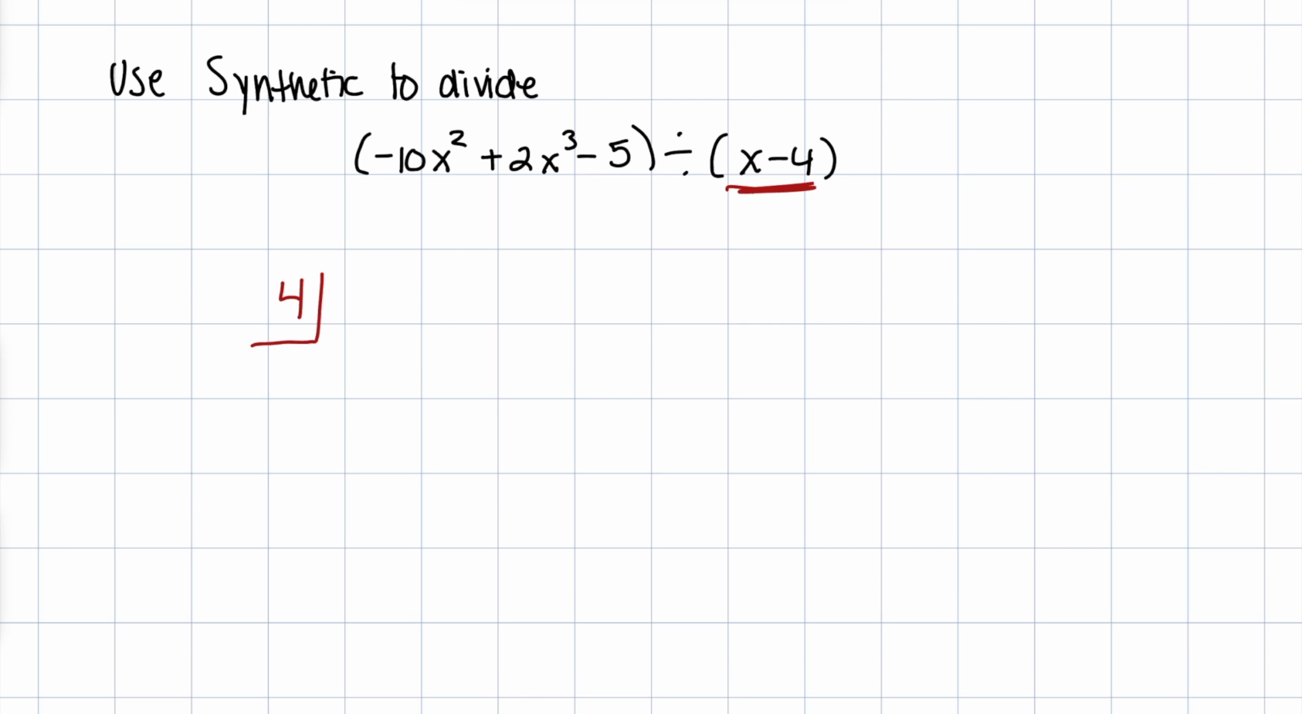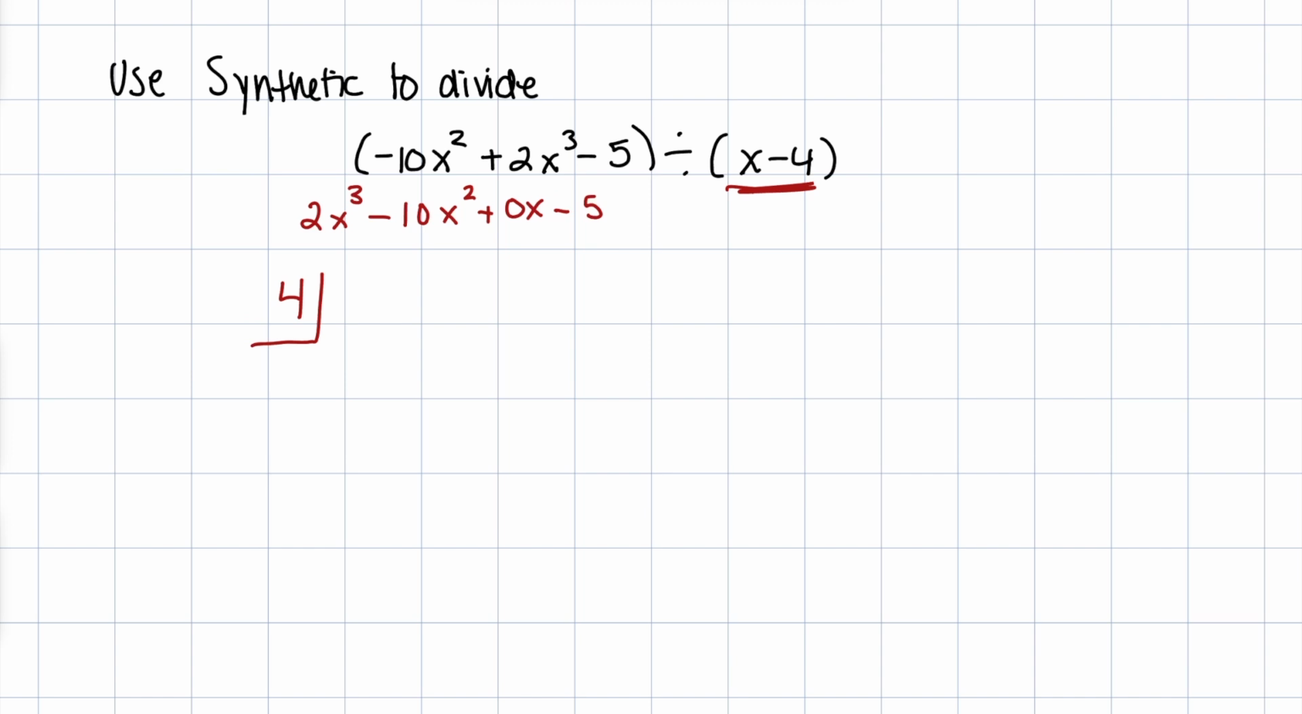Now, first of all, there's a lot of things going on, but the first thing that I need to notice is that it's not written in descending order. So I need to rewrite this. So I'm going to write 2x to the third minus 10x squared, and then I have minus 5. Now, notice that I'm missing an x. I'm going to put a plus 0x in here as a placeholder, which you have to do for synthetic division and long division.